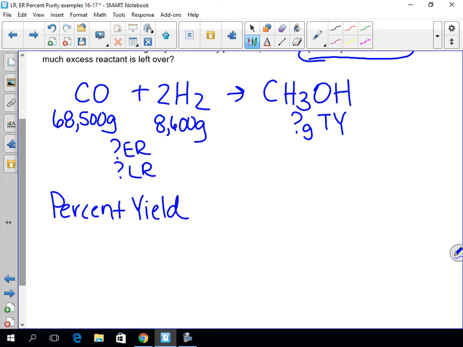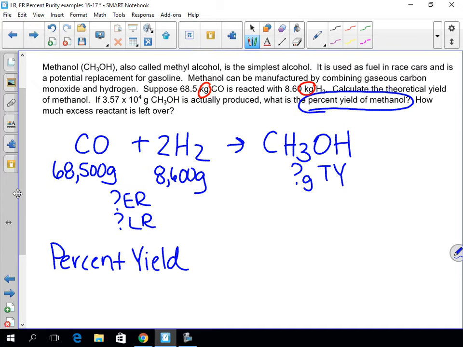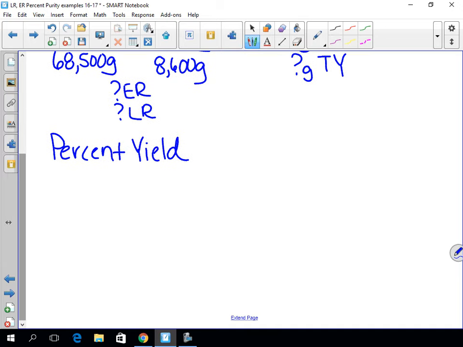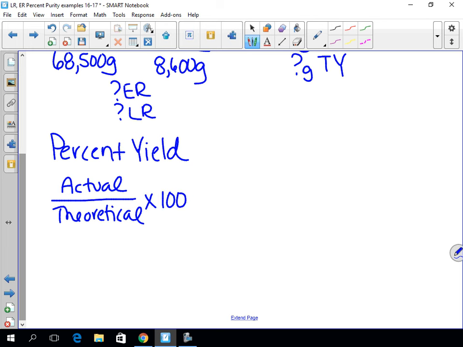Well, that amount that we produce is known as the actual yield. And you'll notice that that will always need to be given to you in the problem. They'll have to tell you how much you actually produced. Percent yield, you compare the actual to the theoretical, multiply by 100, and that gives you a percent yield.